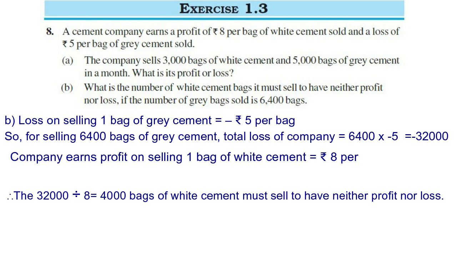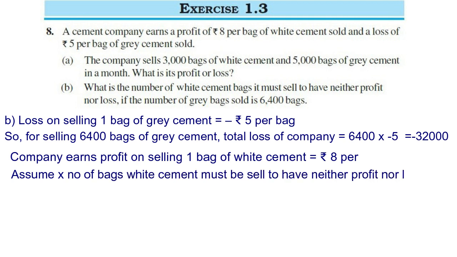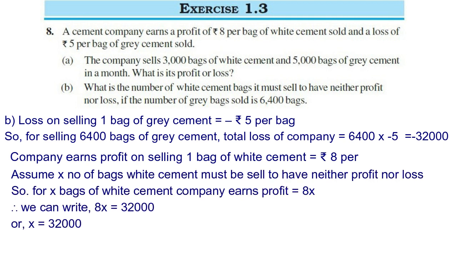Otherwise we can assume X number of white cement bags have to be sold. So for each white cement bag, the company earns profit 8 rupees. And for X bags sold, the company's total profit equal to 8x. Therefore we can write 8x equal to 32,000 or x equal to 32,000 divided by 8. So the answer is the same, x equal to 4,000.